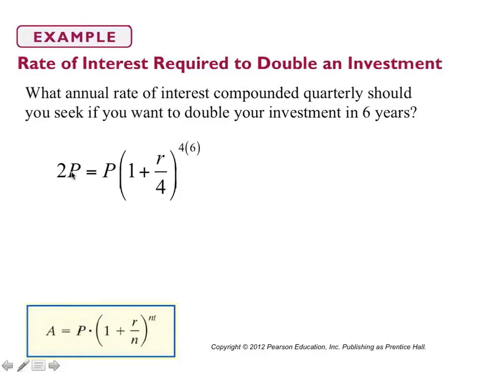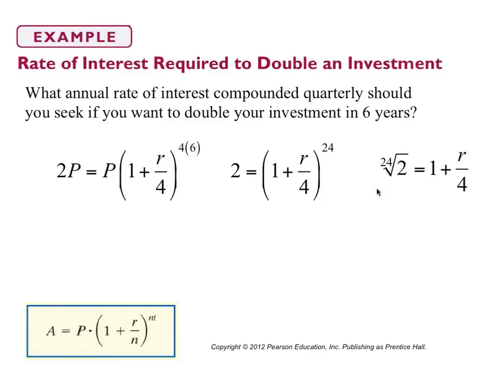So we can set it up as 2P for our future value is equal to our principal P times 1 plus r, which is what we're not sure of, divided by 4, since we have compounded quarterly. Our power is going to be 4 times 6, because we have quarterly times our 6 years. So it's the total number of times it's compounded, which is 24. Now, if we divide both sides by P, we get rid of it, and we get 2 equals (1 plus r over 4) to the 24th power. Since we have this 24th power, this is not particularly nice, but we can use our calculator to take the 24th root of both sides.